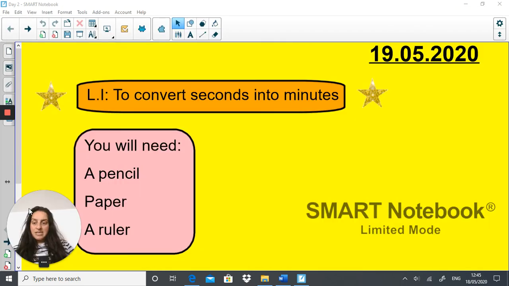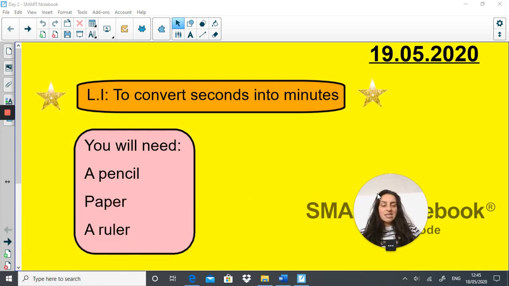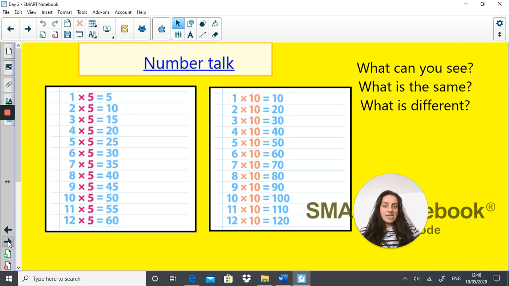And let's start today's lesson. So today's date is the 19th of May 2020. It's a Tuesday, and the NI is to convert seconds into minutes. Now you'll remember yesterday we were converting seconds into minutes as well. And to be able to get through today's lesson, you'll need a pencil, some paper, and a ruler.